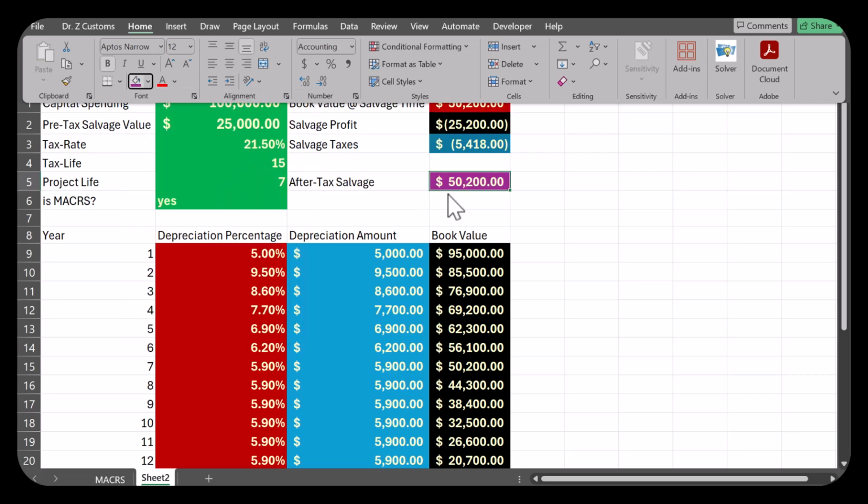So there's no rule that says after-tax salvage value has to be below the pre-tax. If you're losing money, as far as IRS is concerned, which means you haven't depreciated enough yet, that could happen. Or maybe you sold this for, I don't know.